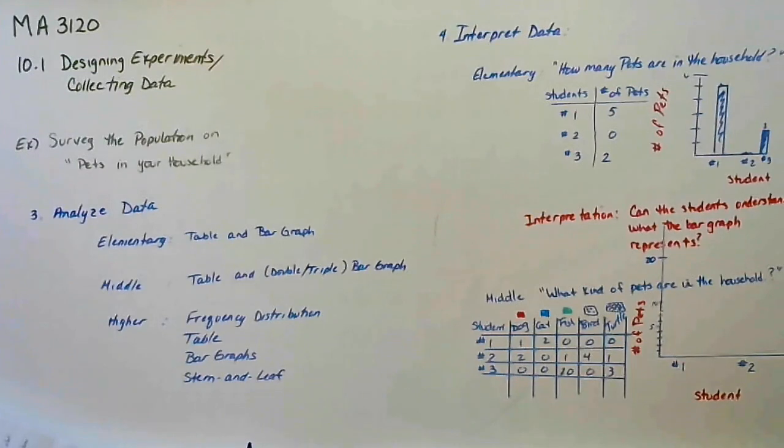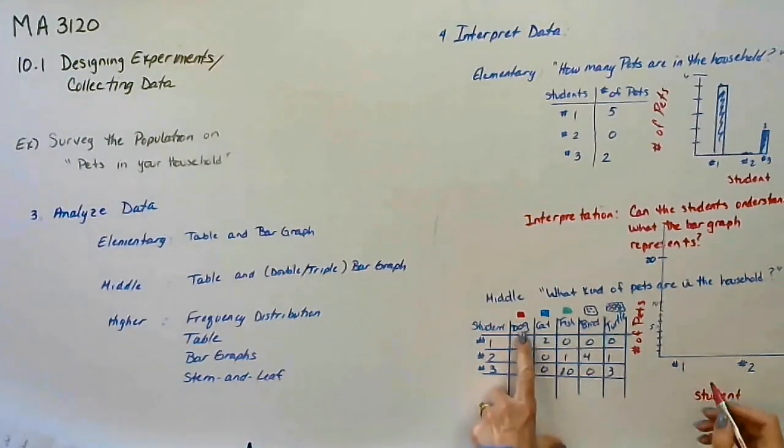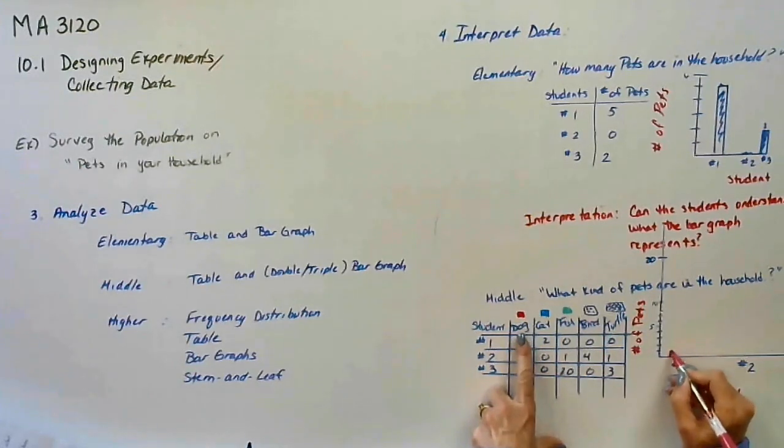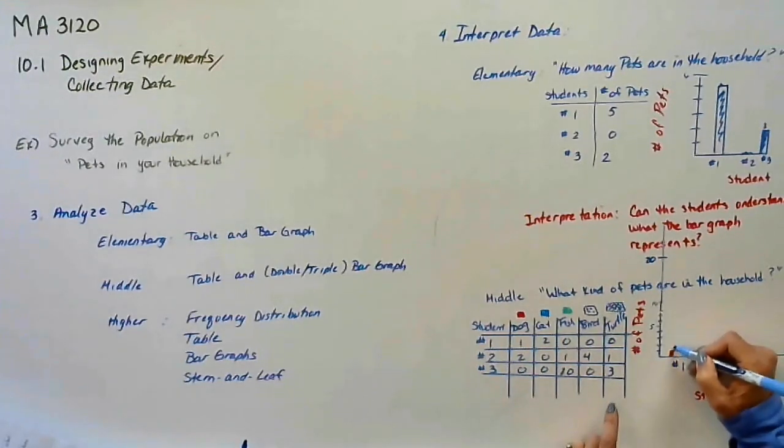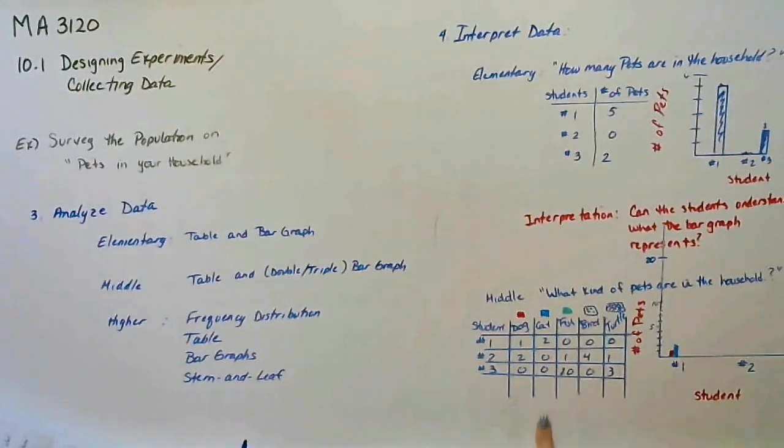Student number 1 has 1 dog. So I'm going to put my pink one for the dog. 2 cats. So right next to it, it's going to be attached to that bar, and it's going to go up to the number 2. No fish, no birds, no turtles.